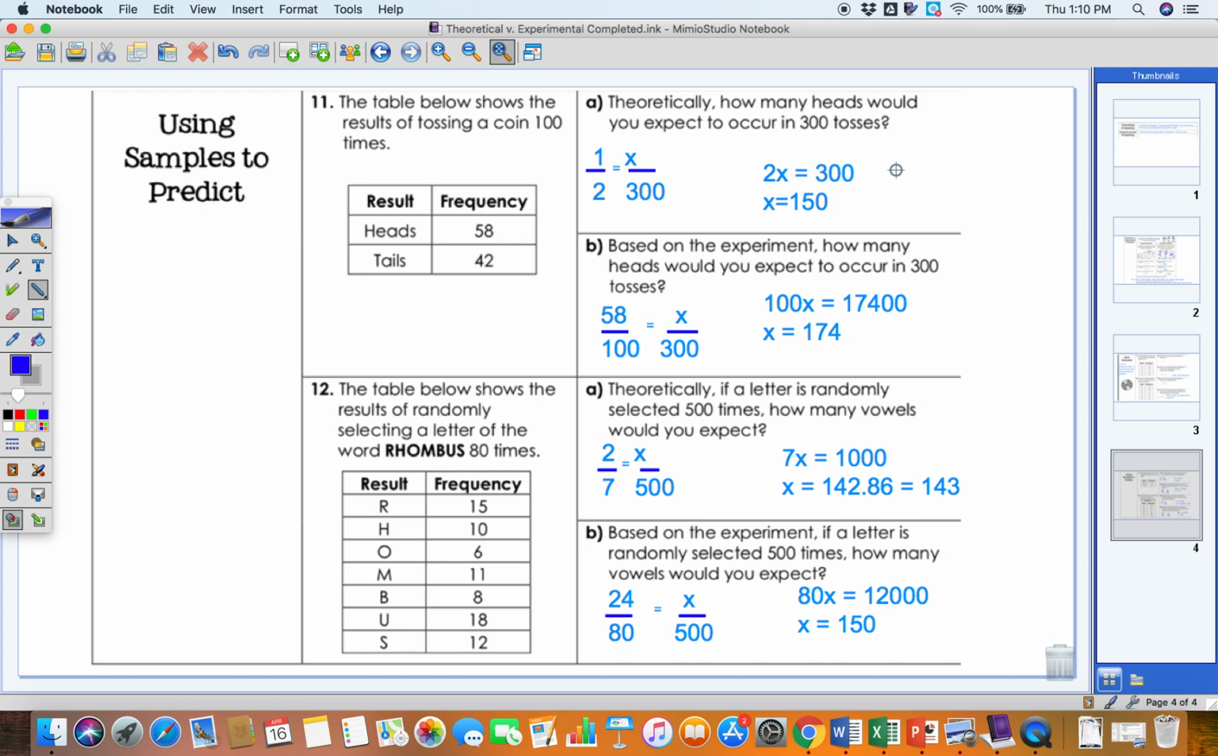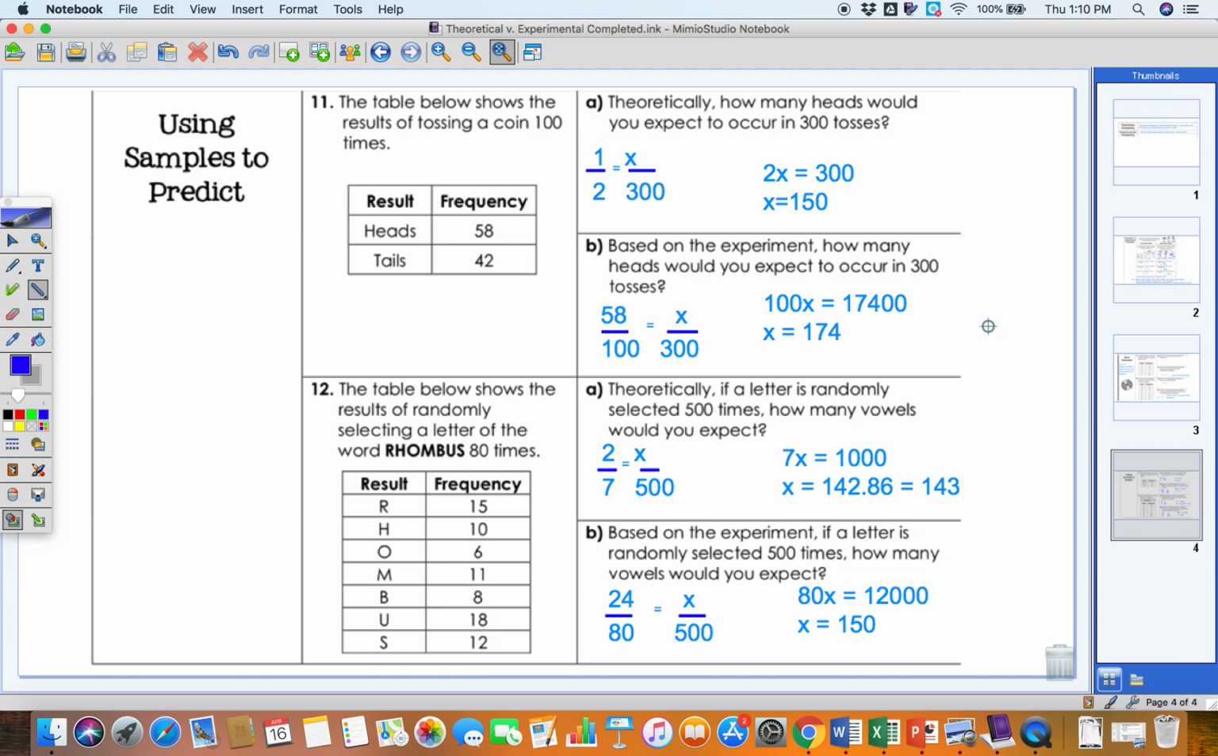So theoretically, if we tossed a coin 300 times, we would expect 150 of them to be heads. Now, based on our frequency table and our experiment of tossing a coin 100 times, if we're using our experimental probability, we use our actual frequency over the number of times we did this, so 58 over 100. And again, we set that equal to x over 300. You can simplify this first ratio if you want to, but you don't have to. When we cross multiply here, we get 100x equals 17,400. So x is 174 times.